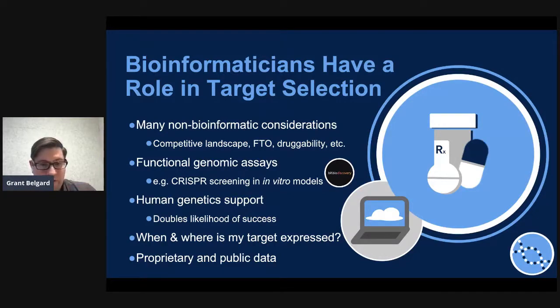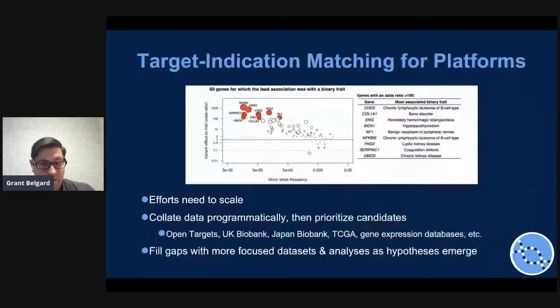Bioinformaticians can also help you understand where, when, and in what pathophysiological conditions your target is expressed. Finally, the best approaches use both public and proprietary data to flesh out the most complete landscape of the target.